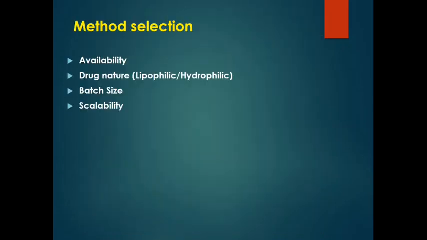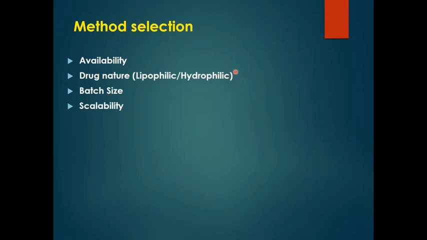Next slide, method of selection. We have seen different methods: the high energy homogenization method, the low energy microemulsion method, and the solvent emulsification method. So how to select which method to go for? First thing is availability, as I told already. If you don't have access to high-end equipment like high pressure homogenizers and sonicators, then go for the microemulsion method. First you see the availability and feasibility, and then the drug nature, whether it is lipophilic or hydrophilic, thermostable or thermolabile. Then decide whether it is hot homogenization or cold homogenization.